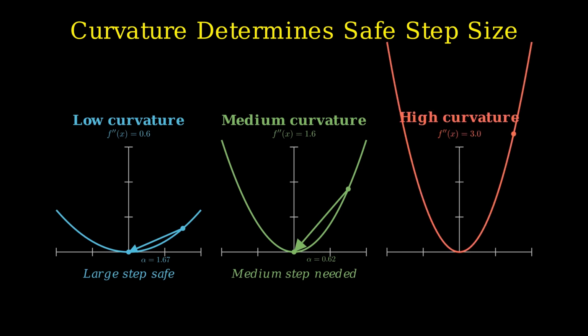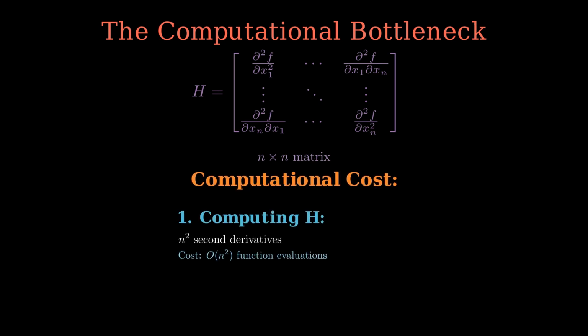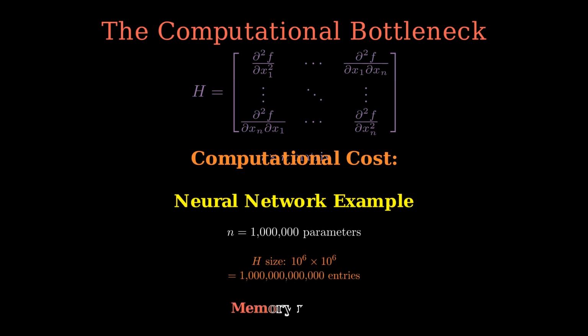This curvature information is captured mathematically by the Hessian matrix, the matrix of all second partial derivatives. It's a symmetric matrix that encodes how the gradient changes as you move in any direction. Here's the problem. Computing the Hessian is expensive. For a function with n variables, that's n squared second derivatives to calculate. And then you have to invert it. That's O of n cubed complexity. For a neural network with 1,000,000 parameters, completely impractical.